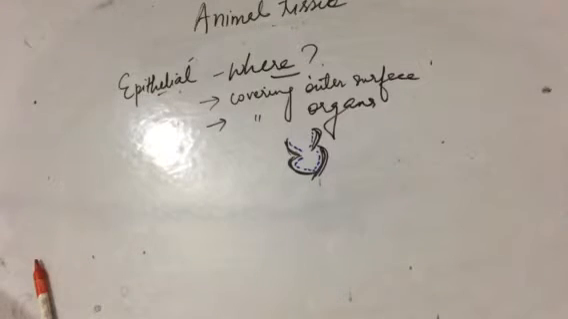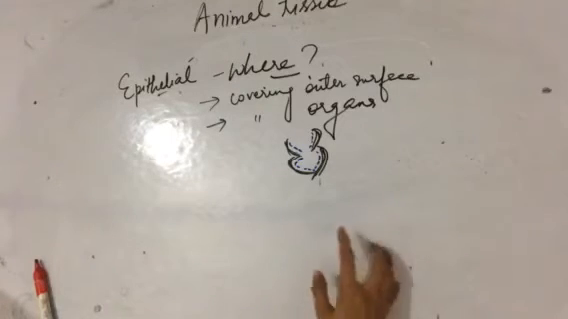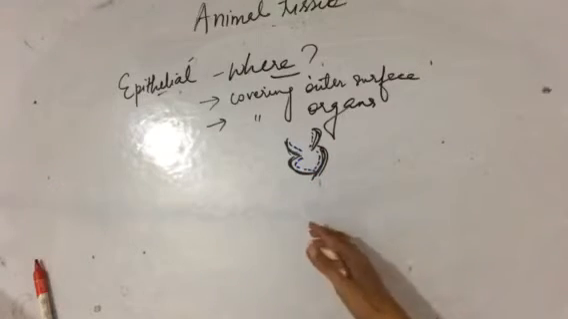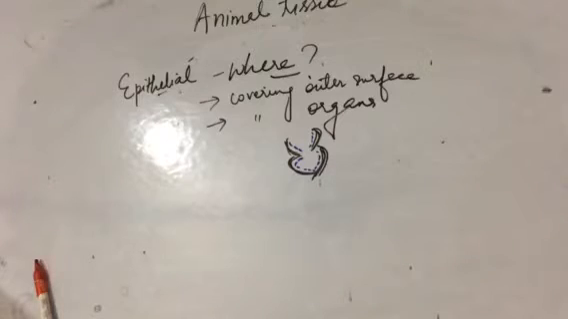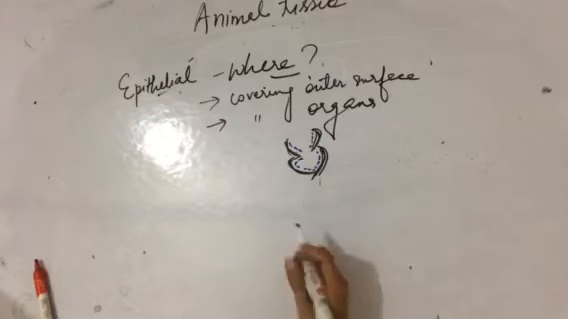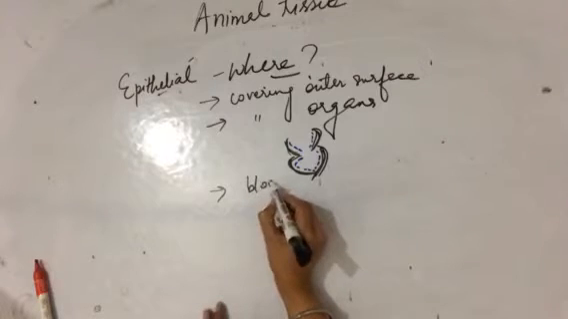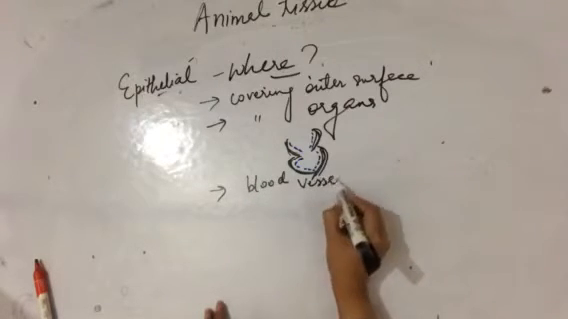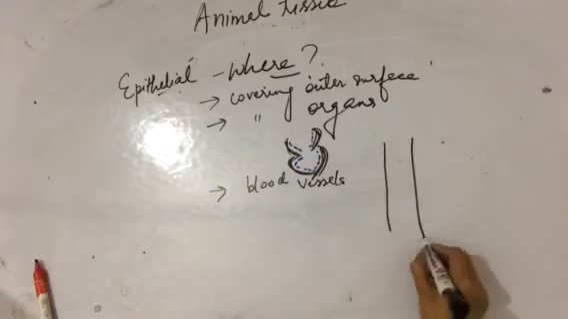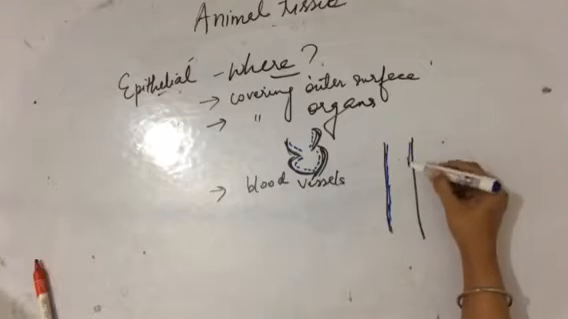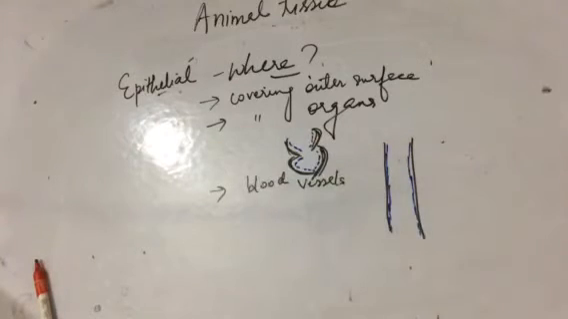So epithelial tissue is covering the outer surface of the body. It is also lining your organs. Not only the outer lining, but also the inner lining of your organs. Not only the heart, but a number of other organs as well. And apart from this, it also covers the lining of some of the tubes, some of the pipes like blood vessels. So the inner lining of the blood vessels is also epithelial tissue.